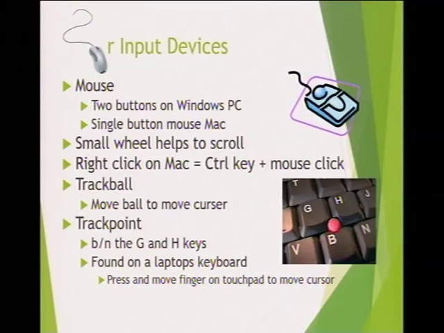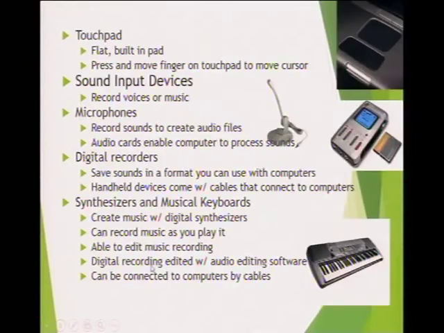Mouse input devices. We have a mouse there. You see the picture of a mouse, or two pictures of a mouse. There's also a mouse on a keyboard that we can use. There are two buttons on a Windows PC, a single button mouse for the Mac, and then we have a small wheel that helps to roll. If you right click on a Mac, control plus mouse click, you get a menu, and you can do a number of things with the mouse, as we can see.